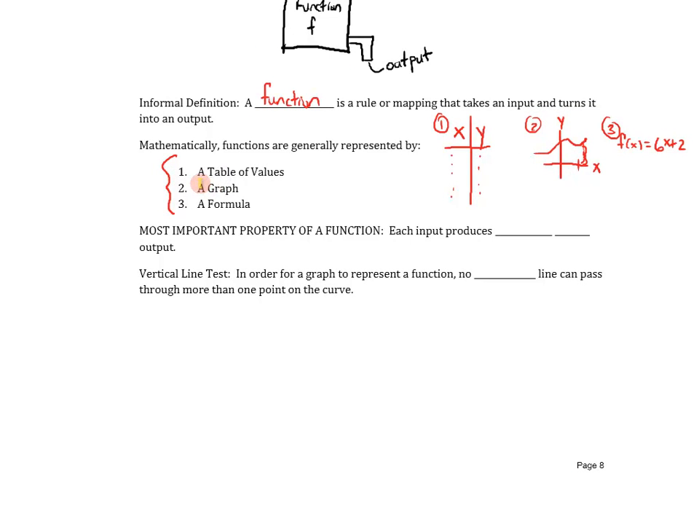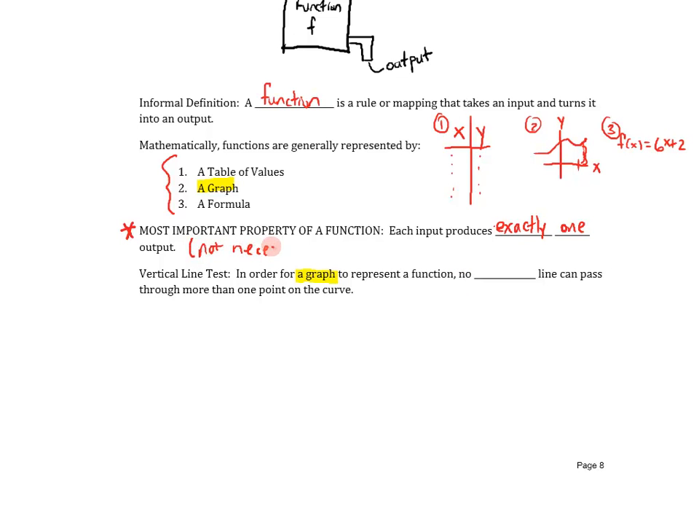Now, in order for a graph to be a function, we have to have a property that is satisfied by this statement right here. It's the most important property of a function. It's the function property that says each input produces exactly one output. Now that output doesn't have to be unique.